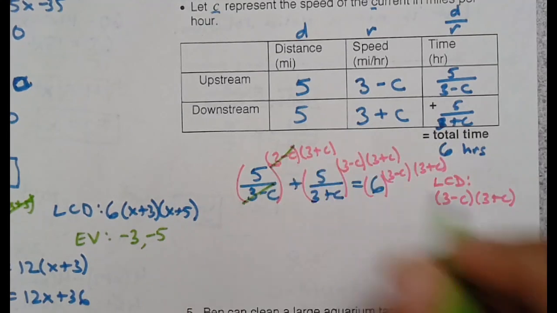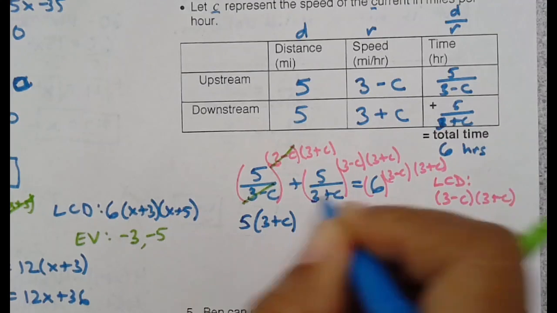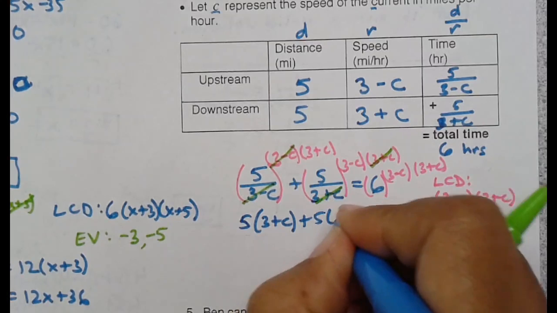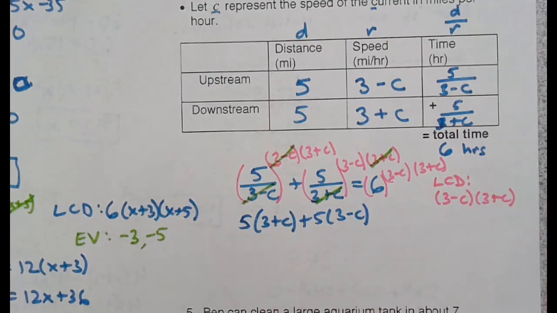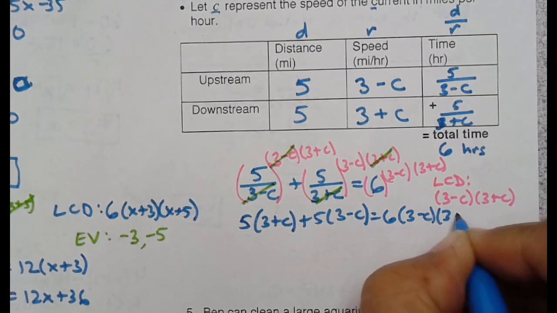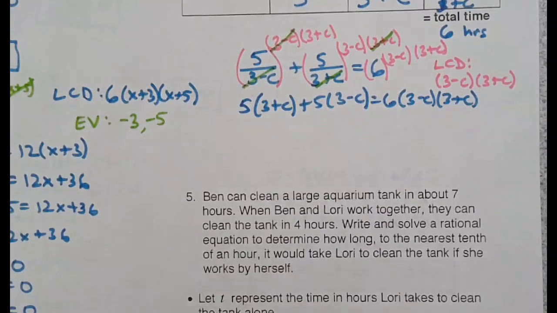3 minus c's cancel here, so you have a 5 left with the 3 plus c. Here the 3 plus c cancels, so you're left with the 5 times 3 minus c. And here nothing cancels, so you're just going to have the 6 times 3 minus c times 3 plus c, because nothing cancels there. All right, and let's go ahead and solve, distribute.